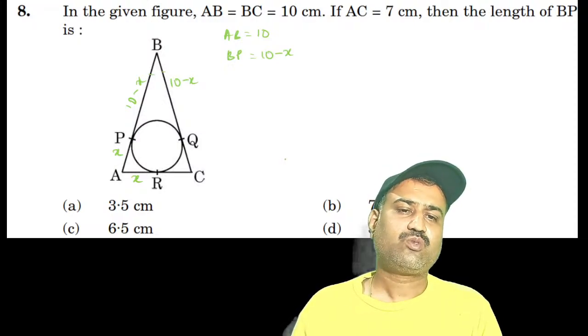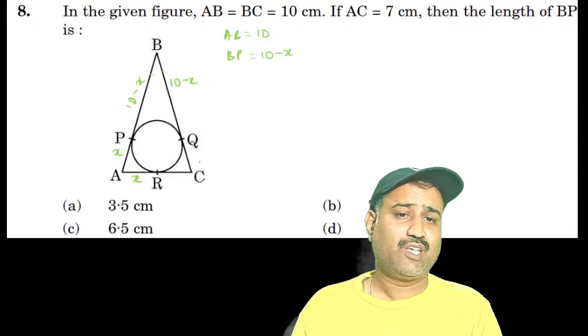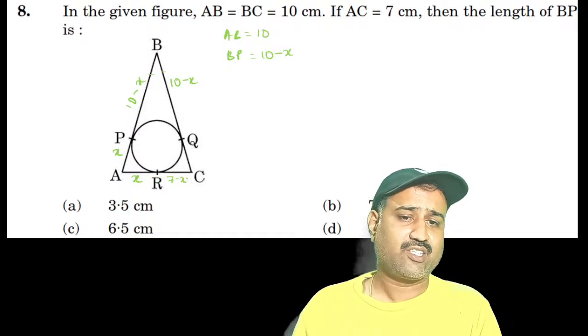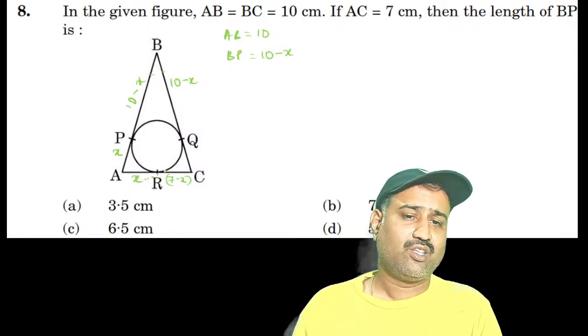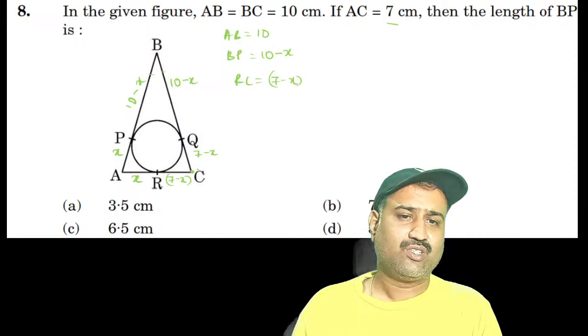Now, observe very carefully here. BC is 10. BC is 10 here. If I assume, and AC is 7, if this is x, RC is 7 minus x, right? RC is 7 minus x, because AR is x, AC is 7 here. Therefore, RC is equal to 7 minus x. Now, QC is equal to 7 minus x, right? Because CR is equal to CQ, tangents drawn from external point C. Therefore, QC is also 7 minus x.